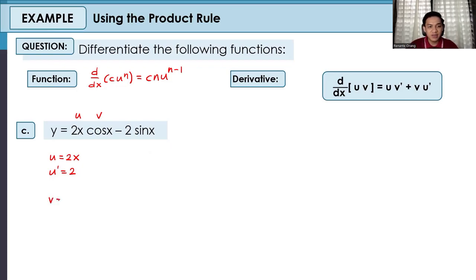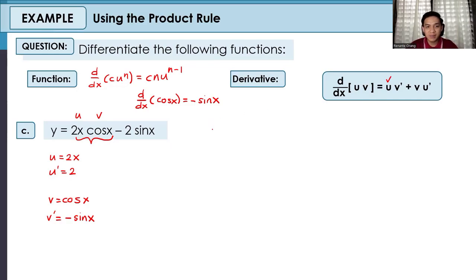Next, we have our v is equivalent to our cosine. So, the derivative of our v is equivalent to, gagamitin natin yung the derivative with respect to x of our cosine of x is equivalent to negative sine of x. So, dito yung cosine x is magiging negative sine of x. Again, class, focus muna tayo dito. So, that is product rule.